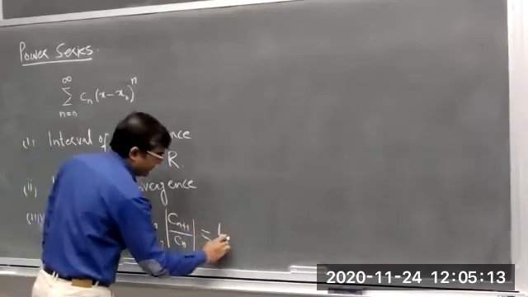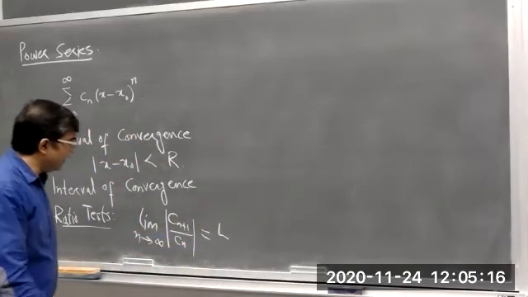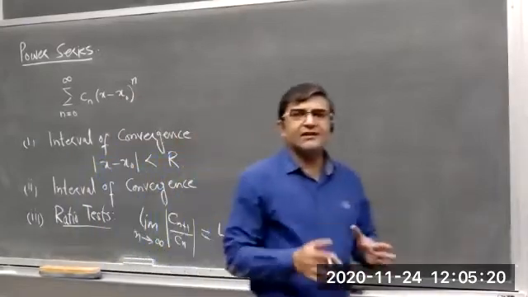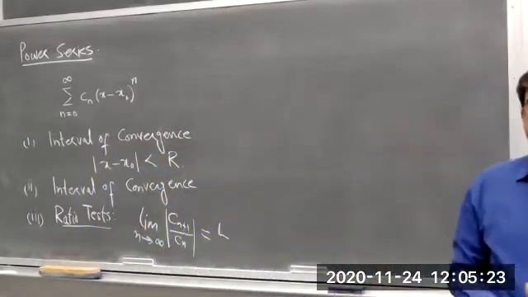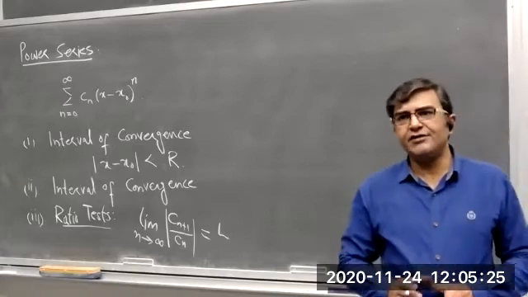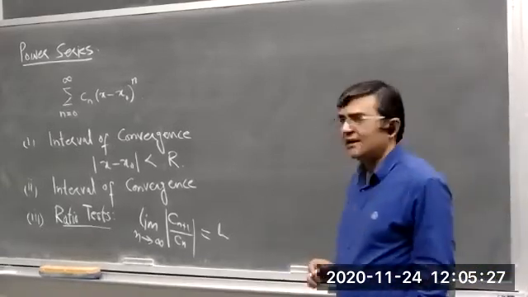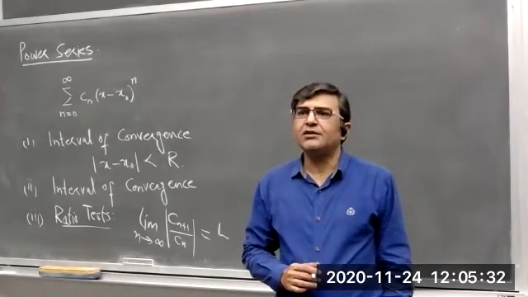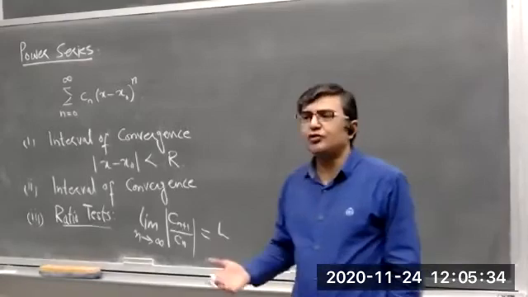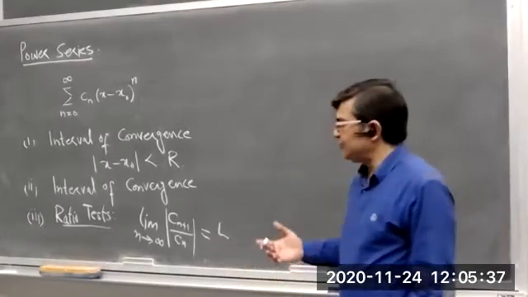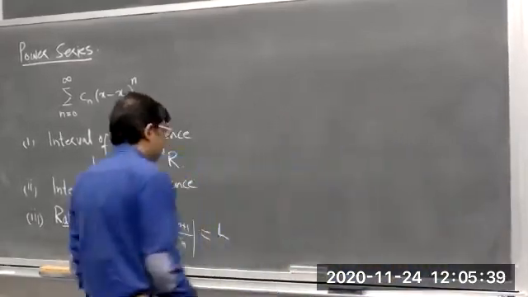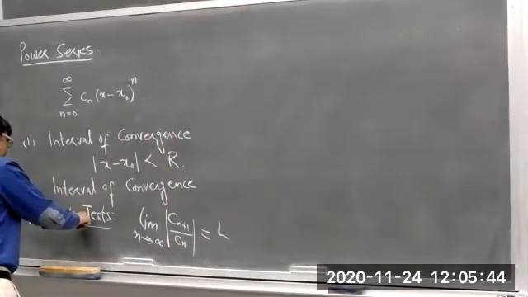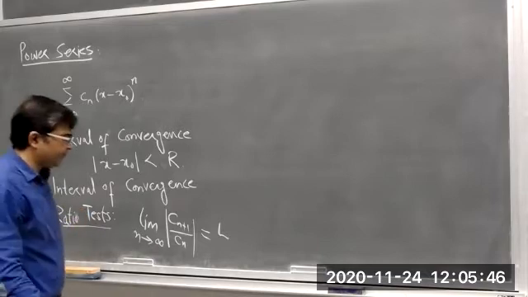If this limit is finite, L, we discussed three cases. When L is less than 1, the series is convergent. When L is greater than 1, the series is divergent. And when L is equal to 1, this test is inconclusive. It doesn't tell us about the convergence of the series. Then we have to use some other means to check the convergence of the series. We can apply some other tests to investigate the convergence of the series.